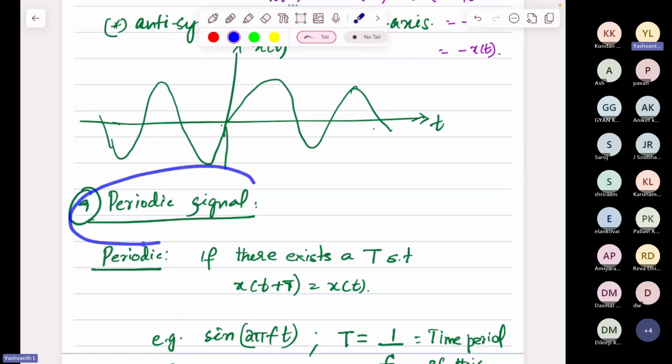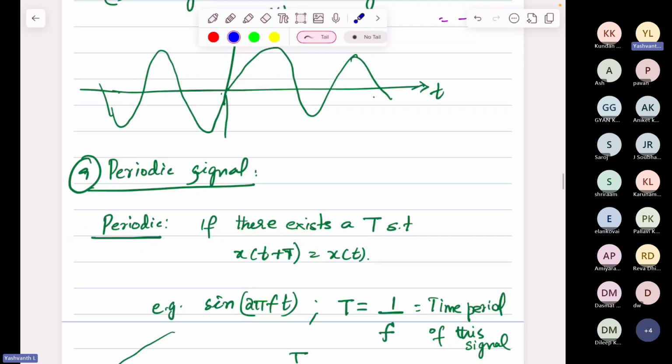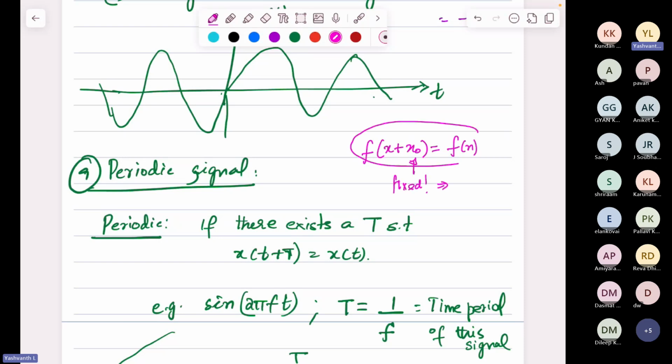Okay, next, periodic signal. You might have now guessed what periodic means. A function is said to be periodic if it has the property f of x plus x naught equals f of x, where x naught is some fixed number. Same thing for a signal also. If there exists a fixed number capital T such that x of t plus capital T equals x of t, then x of t is said to be a periodic signal.